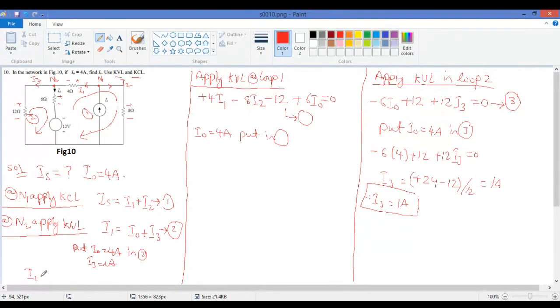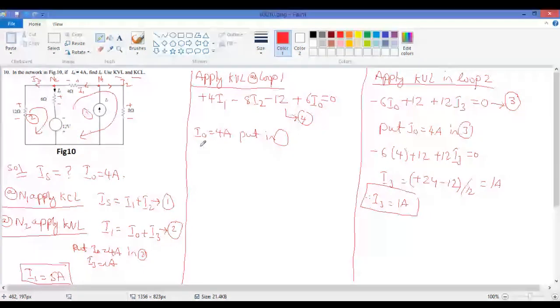Therefore, I1 is equal to how much? I0 is 4 plus I3 is 1. This is 5 ampere. So I1 is 5 ampere. Now I have the I1 value and the I0 value, so I can find I2 very easily. Let's apply KVL in loop 4 and I will call this equation 4.